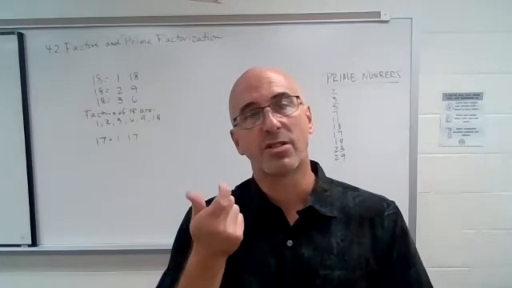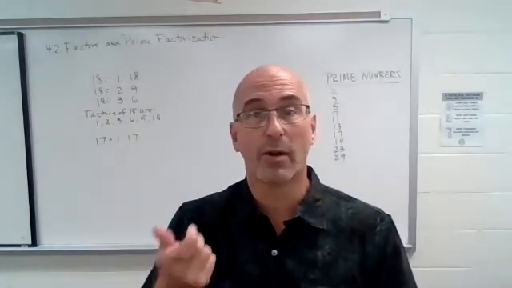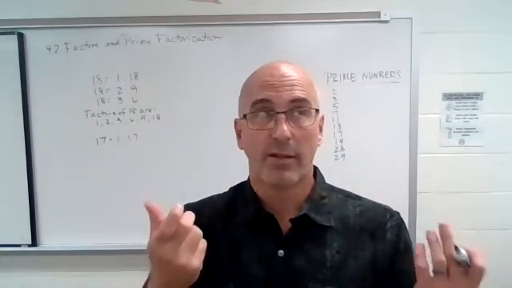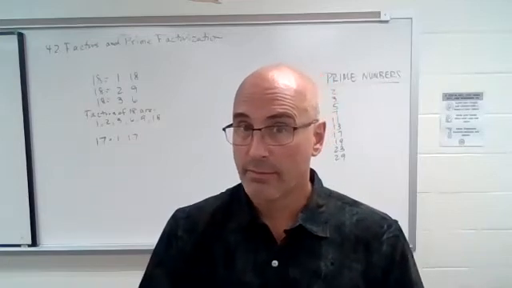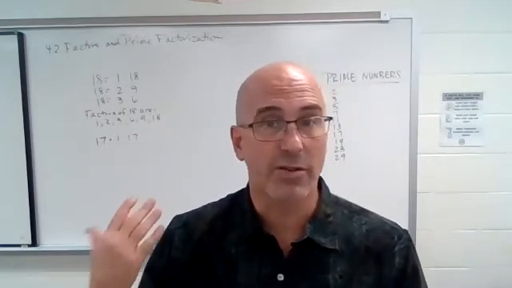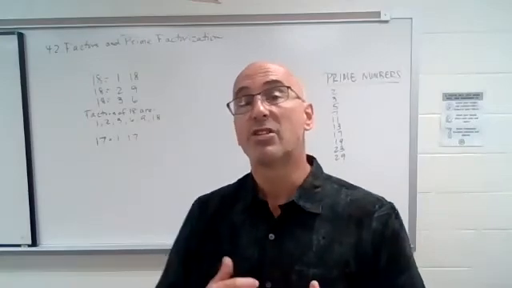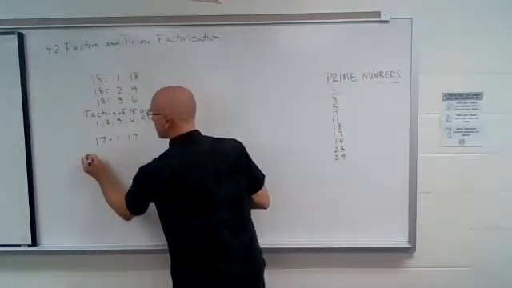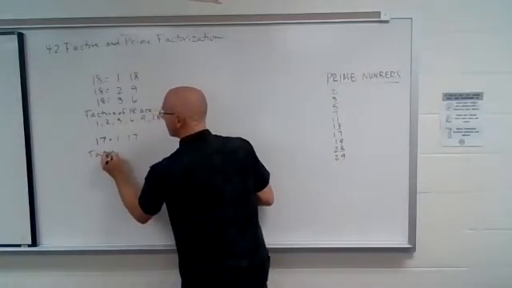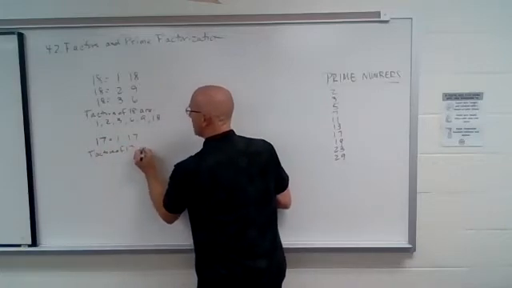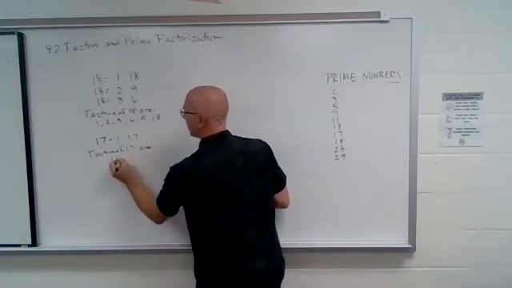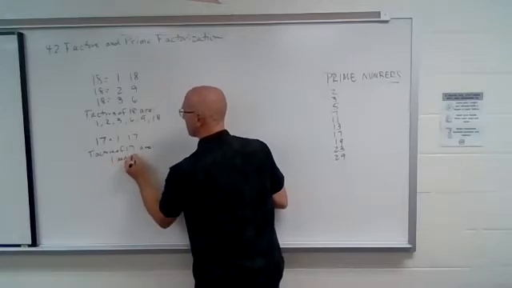Divisible by 9? If we add the digits, is that divisible by 9? Well, no, 1 plus 7 is 8, so that is not divisible by 9. And 10, it doesn't end in a 0. So we're running out of numbers. The only factors of 17 are 1 and 17.